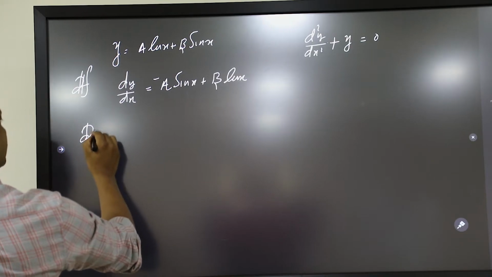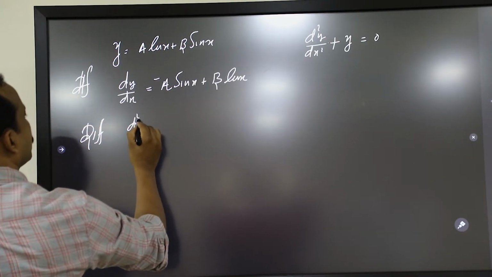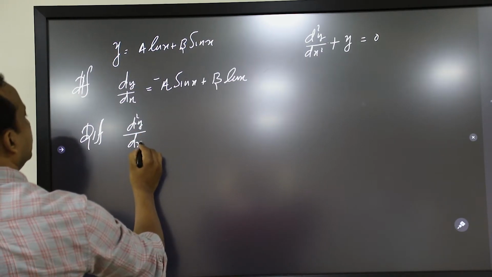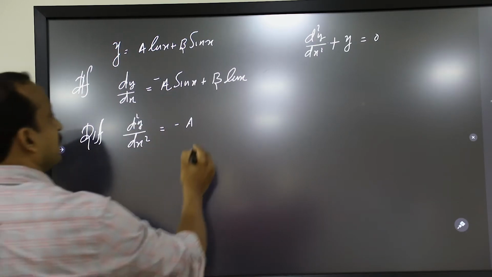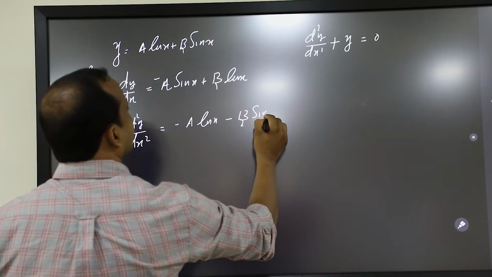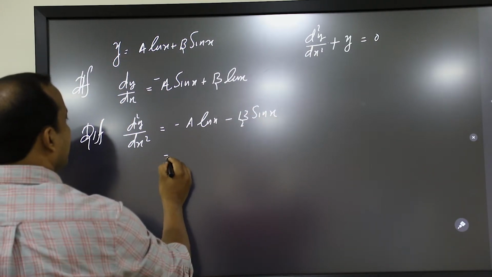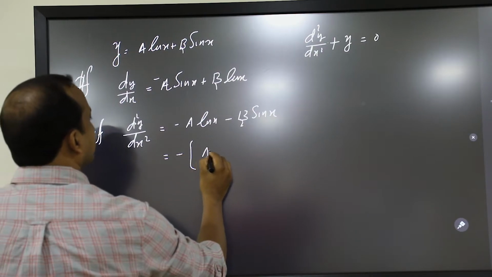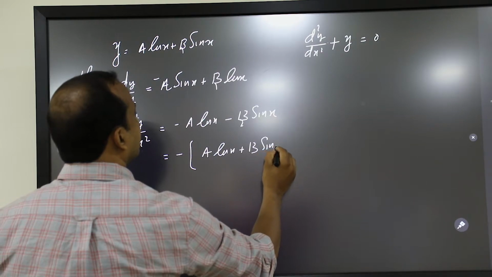Again we differentiate with respect to x. That means d²y/dx² is equal to minus a times the derivative of sin x, which is cos x, minus b sin x, because the derivative of cos x is minus sin x. Here minus is common, and therefore we get minus (a cos x plus b sin x).